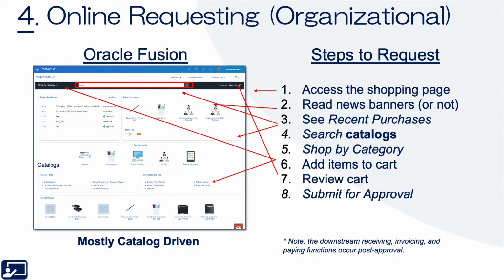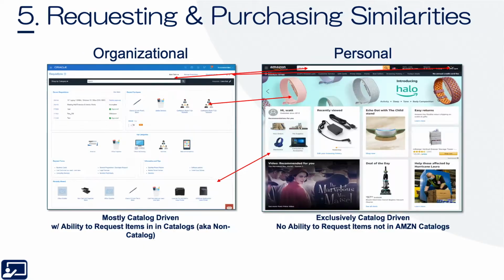You access the shopping page. Again, you read the news banners or not, you see recent purchases, you search catalogs, shop by category, add items to your cart, review your cart, and submit for approval. Note the downstream receiving, invoicing, and paying functions occur post-approval. That's a little bit different.